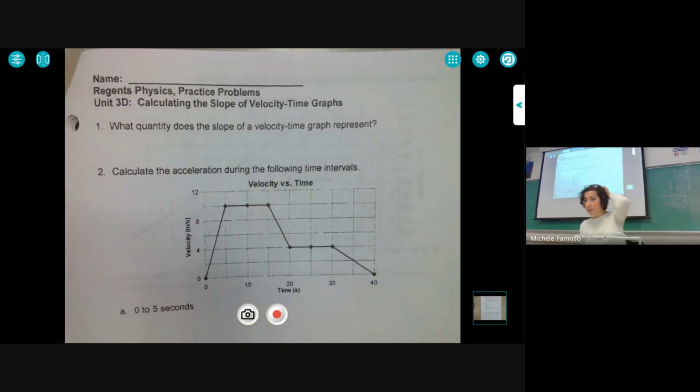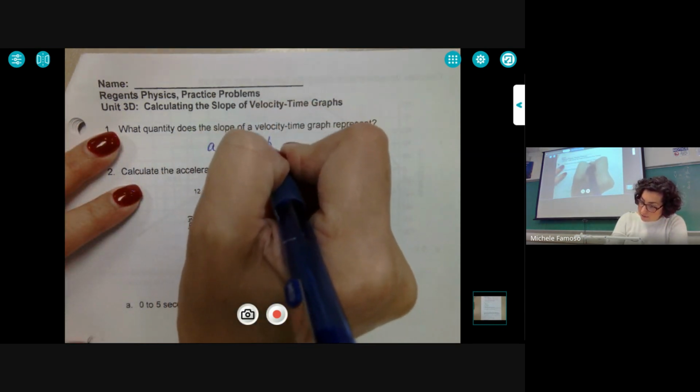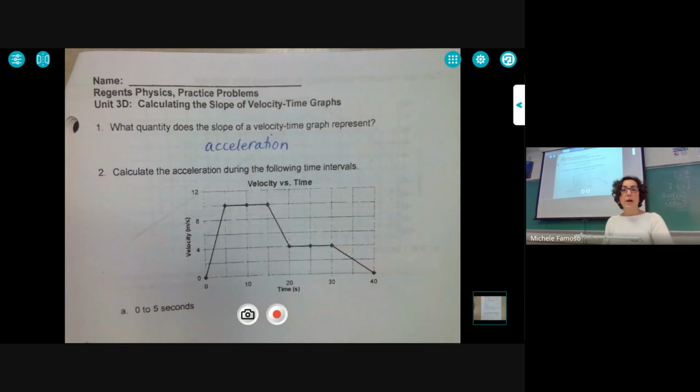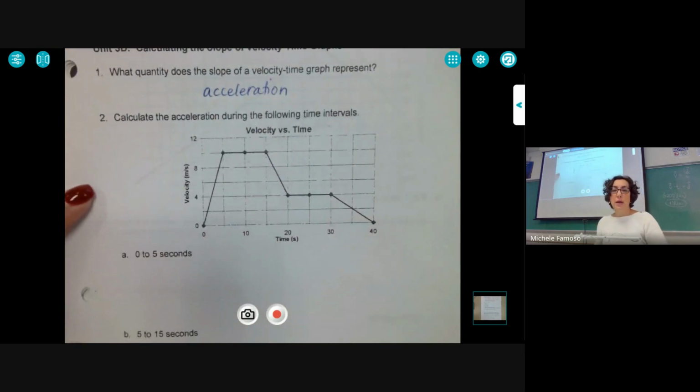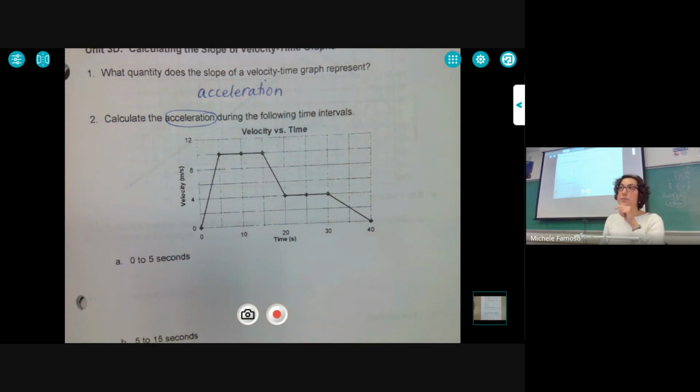Question 1. What does the slope of a velocity time graph represent? Yes, it represents the object's acceleration. All right, so now in number 2, I want you to find the acceleration during each of the time intervals.